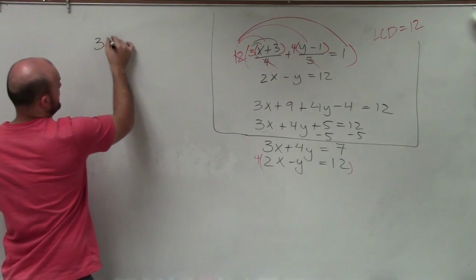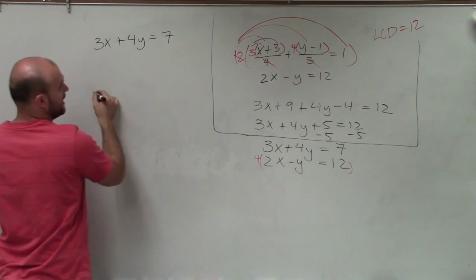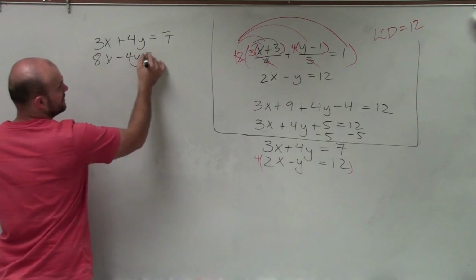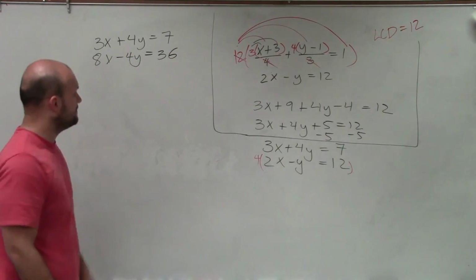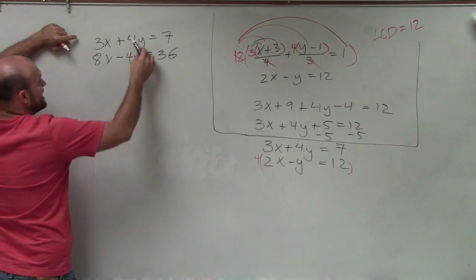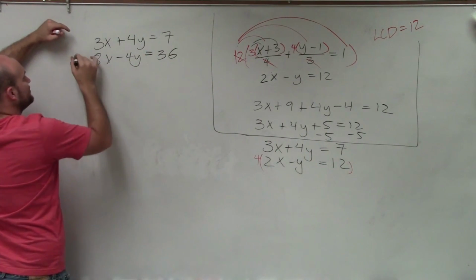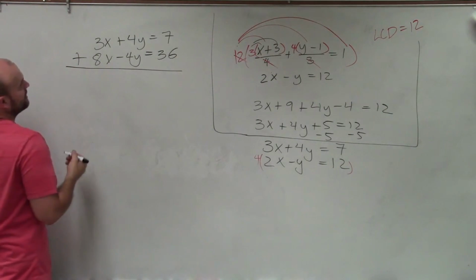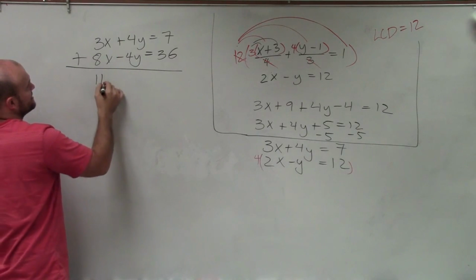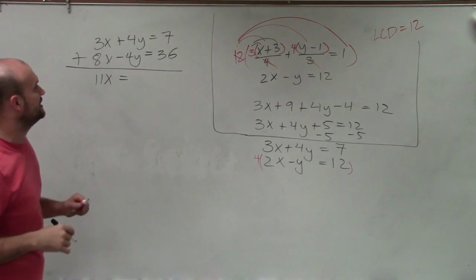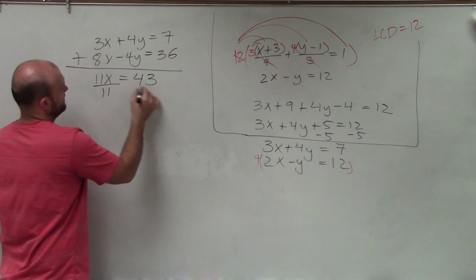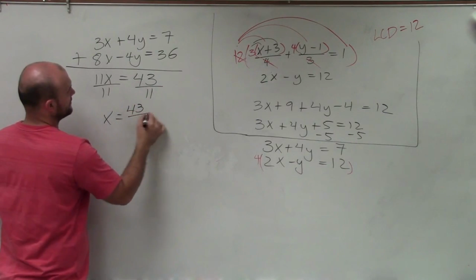When I do that, the top equation remains the same, 3x plus 4y equals 7. And the bottom equation now becomes 8x minus 4y equals 36. Okay, so that's what happens when I multiply 4 times the whole bottom. Now, the process of elimination is, once you have two terms where the coefficients are exactly the same, one positive and one negative, you can just add the two equations up. And by adding the two equations up, that eliminates that variable. So therefore, this is 11x equals 7 plus 36, which is 43. Then I divide by 11, and x equals 43 over 11.